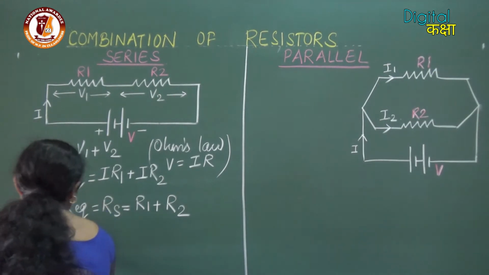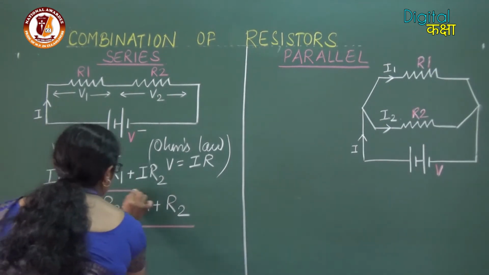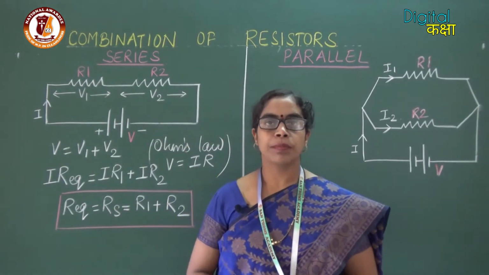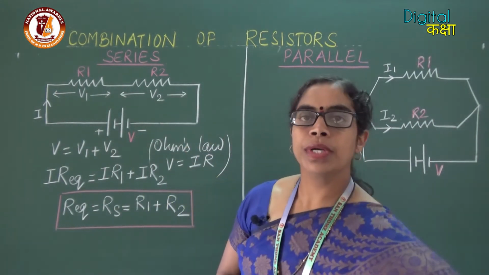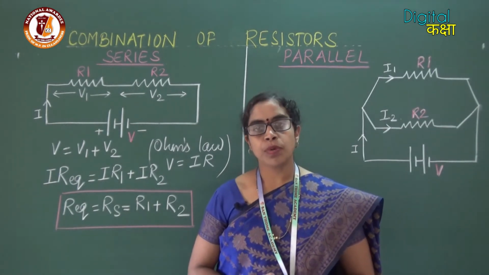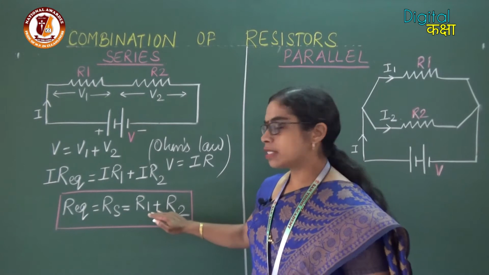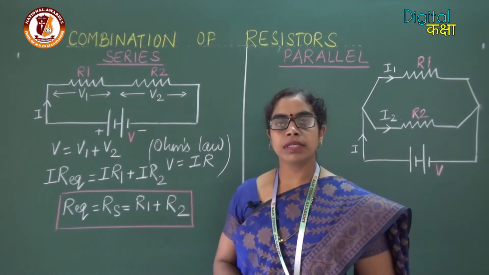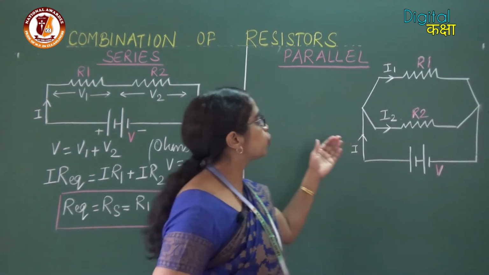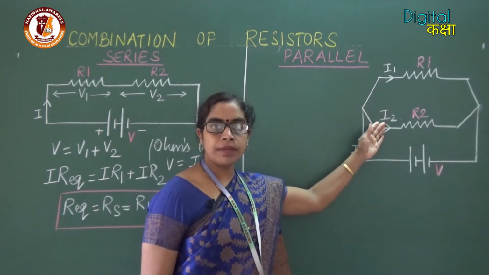This way, when we are given n number of resistors connected in series combination, in order to get the equivalent resistance, we are supposed to add the resistance values of all the given resistors. Coming next to the parallel combination.